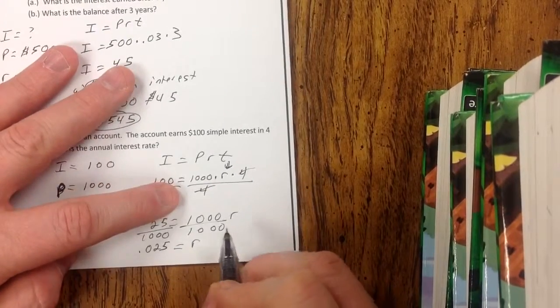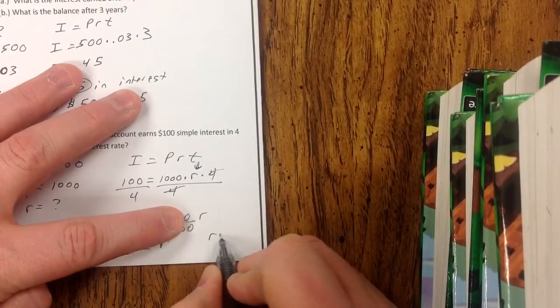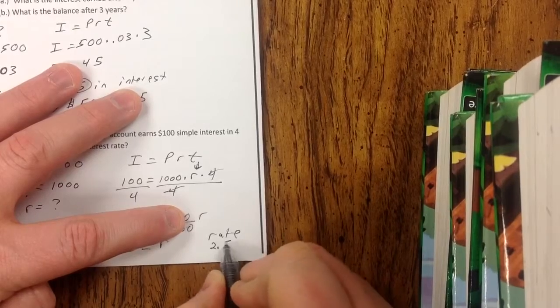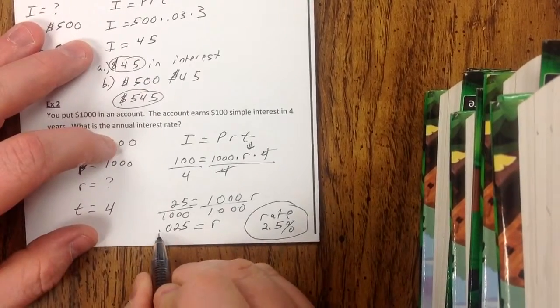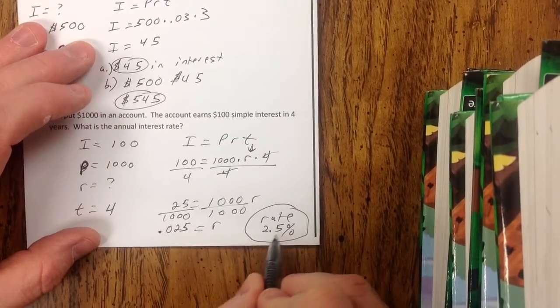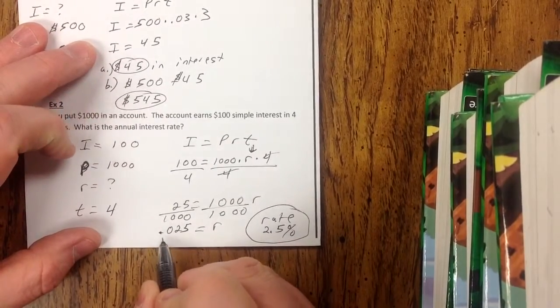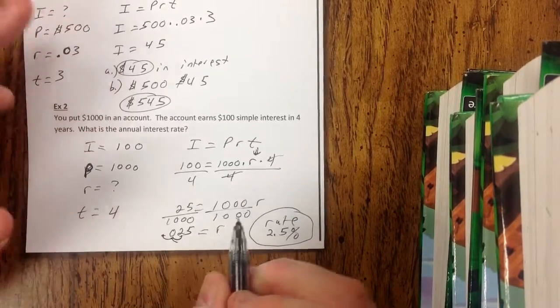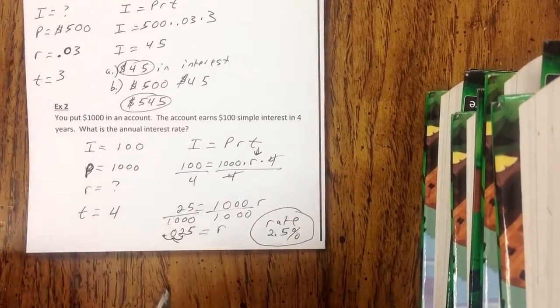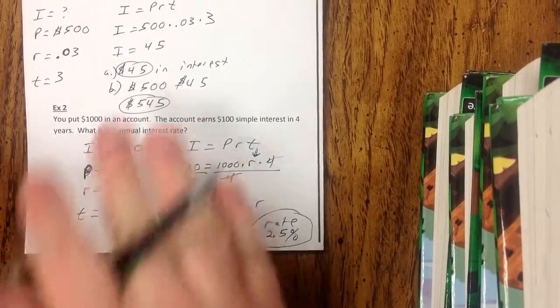Now I want a rate. So my rate is going to be 2.5%. And you go, wait, what? Remember again, this is the decimal. I want a rate, so I'm going to make it a percent. So I move it over once, twice, once for 1 zero, twice for 2 zeros, and 100. And that's where I get the 2.5 from. Okay?